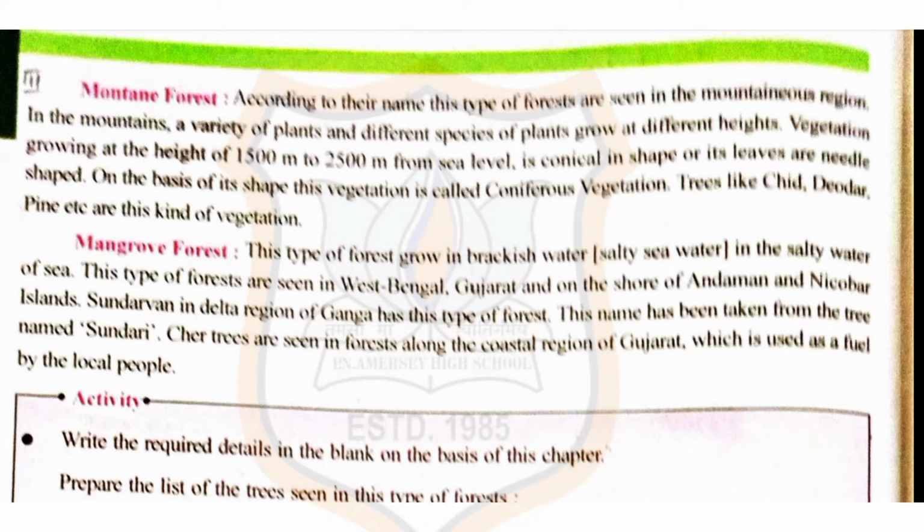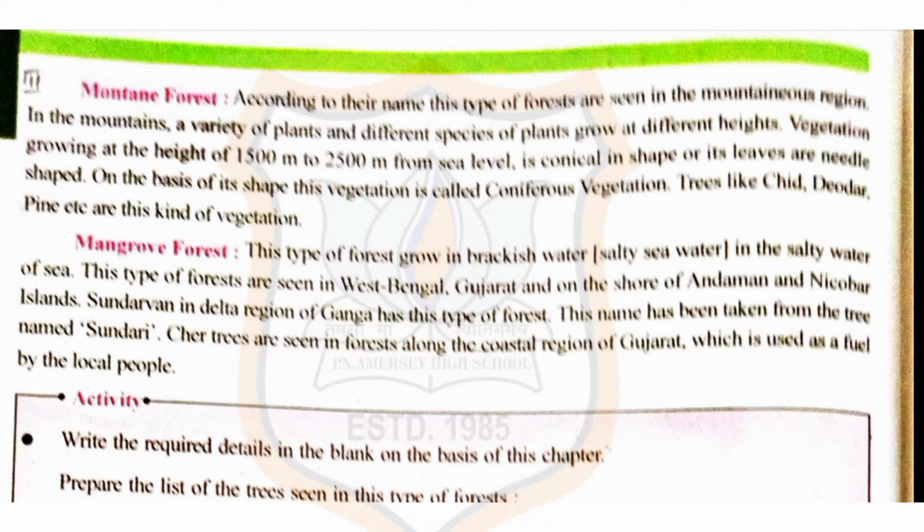Vegetation growing at the height of 1500 meters to 2500 meters from sea level is conical in shape or its leaves are needle shaped. On the basis of its shape, this vegetation is called coniferous vegetation. Trees like chid, deodar, pine, etc. are this kind of vegetation.